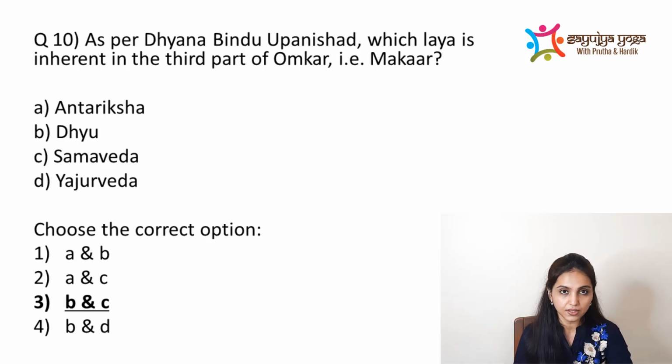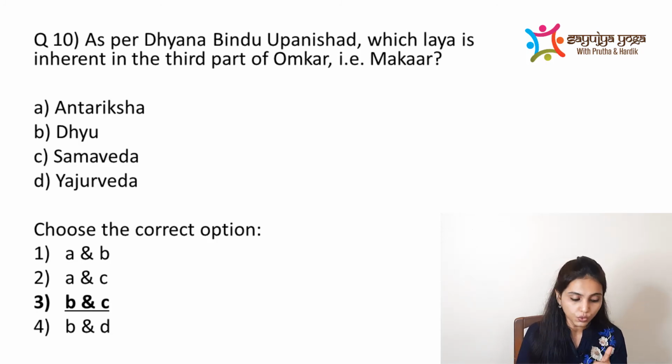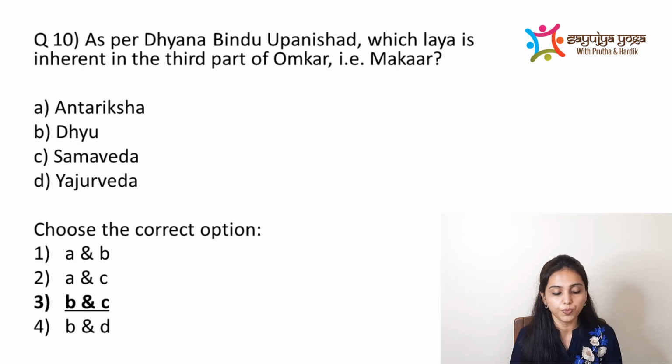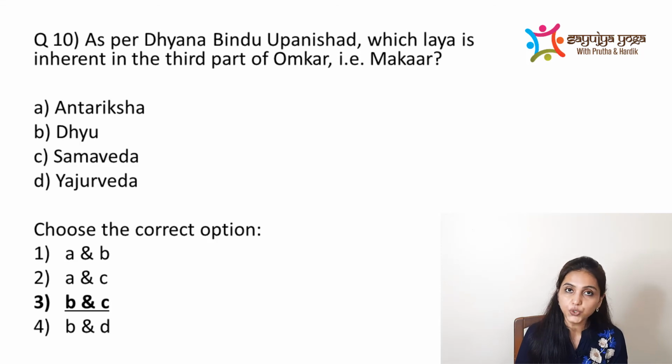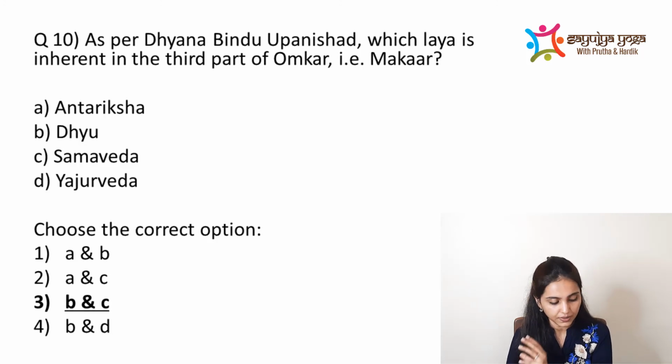And the last is related to our question, which says that Makara, which is the last part of Omkara, where Dhyu, Surya, Samaveda, Swaha get absorbed. And the deity for that is Maheshwara, color is Shukla, and guna is Tamas. Now what is absorbed or what is absorption? Absorption is nothing but a laya.